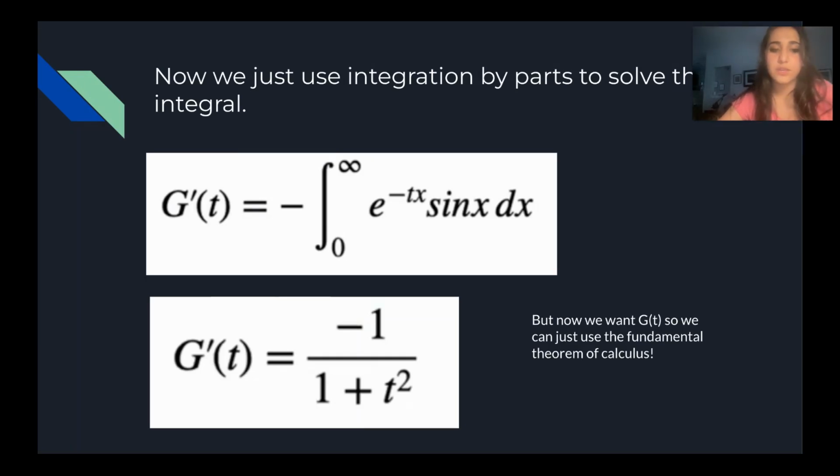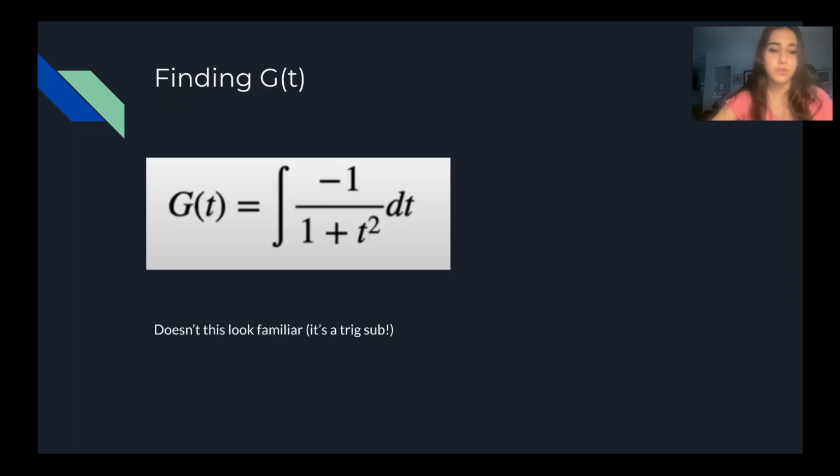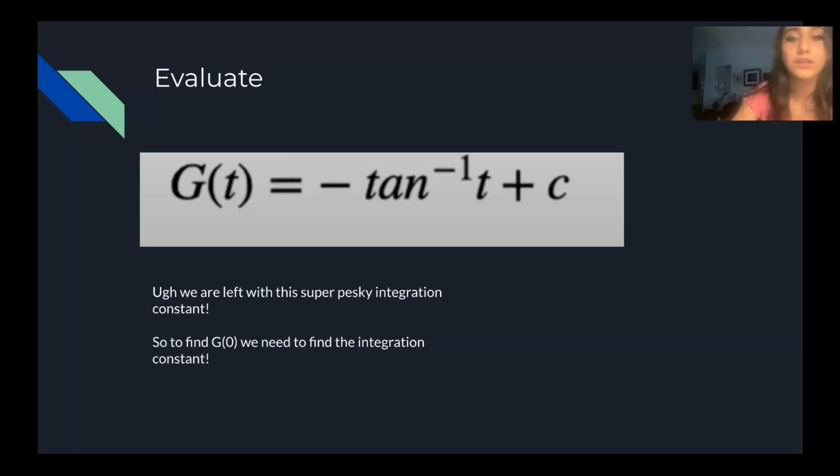But the issue is, now again we have g prime of t, but we want g of t. So we're going to take the integral of this by the fundamental theorem of calculus. And yeah, just look at this now. Tell me, does this look familiar to you? And the truth is, yes, it does. The reason is it's a trig sub. So we can further simplify this into understanding that g of t is just equal to the negative arctangent of t plus c.